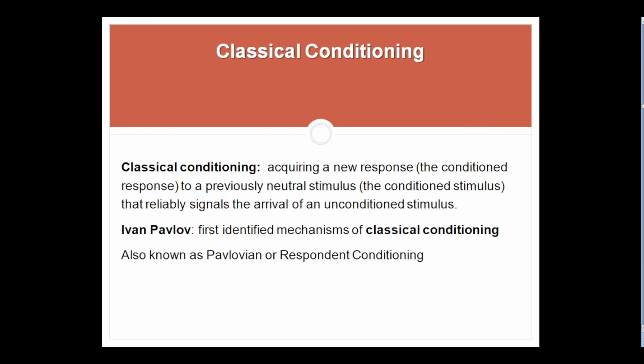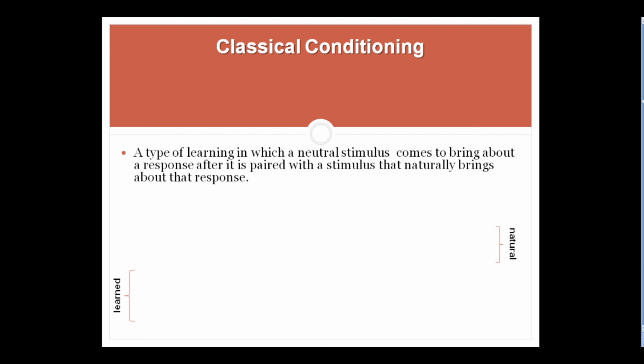So conditioned reflexes are also called classical conditioning, and they're also known as Pavlovian or respondent conditioning. This is when an animal or human acquires a new response, called a conditioned response, to a previously neutral stimulus, or the conditioned stimulus, that will give a signal that the unconditioned stimulus will arrive. So let's take a look at how this happens.